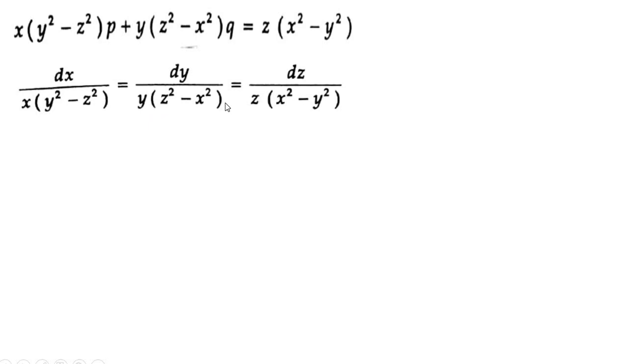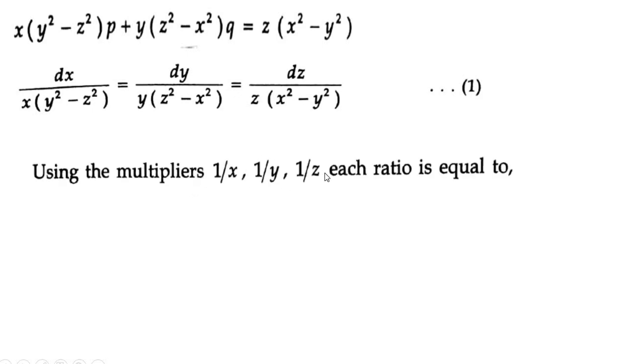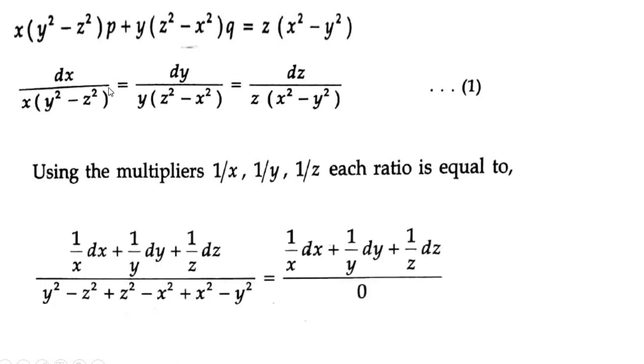I don't think we can cancel any of the terms if we keep this xyz as it is. If we take off this xyz from this, what will get cancelled? Plus y² − z² plus z² − x² plus x² − y² will get cancelled, right? So we have to eliminate this x, y and z from this so that we can make the denominator equal to 0. So I'll use the multiplier 1 by x, 1 by y, 1 by z. Each ratio is equal to, so this will be 1 by x into dx plus 1 by y into dy plus 1 by z into dz. That is what you get in the numerator.